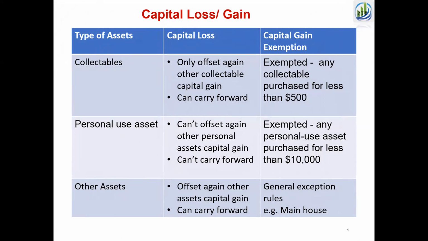Capital gain exemption for the collectible. If you purchase any item for less than $500, you do not need to pay capital gains tax, or you do not need to calculate the capital gain. For a personal use asset, if you can't offset the loss, the personal use asset capital loss can't be carried forward. It means the capital loss will be disregarded.